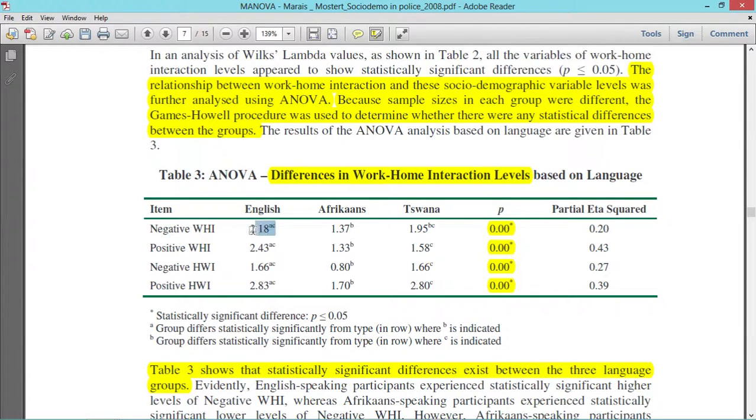English has the highest numerical value. Therefore, the English participants reported to experience the highest level of negative work-home interaction.